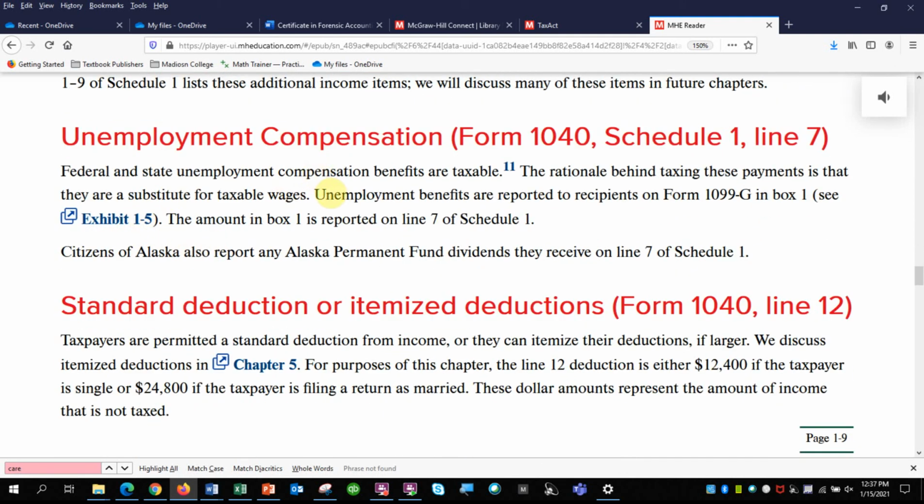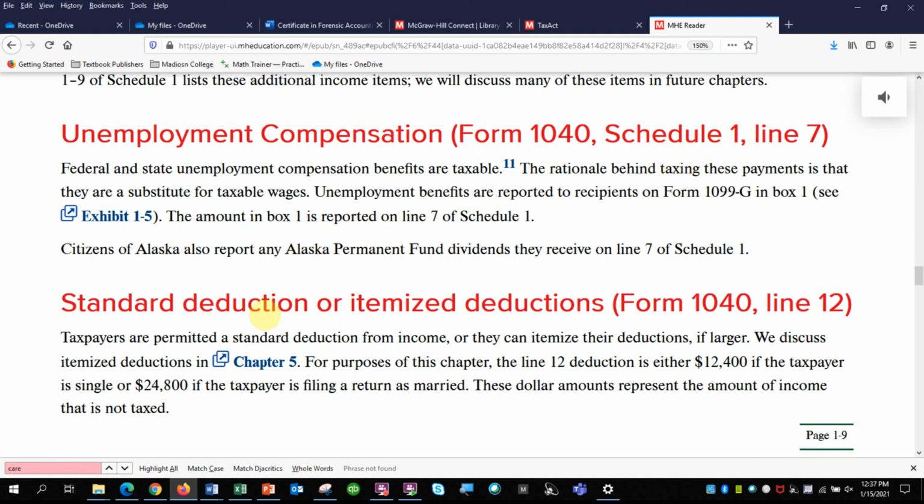Unemployment compensation is taxable. So we know that if someone loses their job, at least temporarily, and they receive unemployment from their employer through the state fund, which is run by the federal government, then this income has to be reported as taxable income. And they'll get a Form 1099-G for that, and we'll go to line 7 in Schedule 1, which we haven't shown the schedules yet, but we will. And go to line 7 and report the unemployment comp.